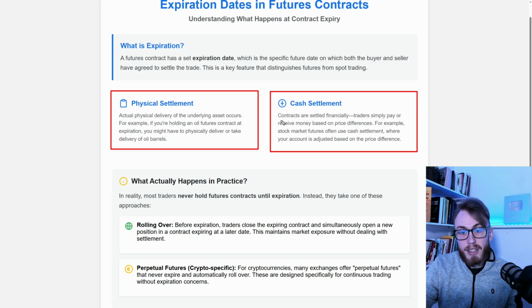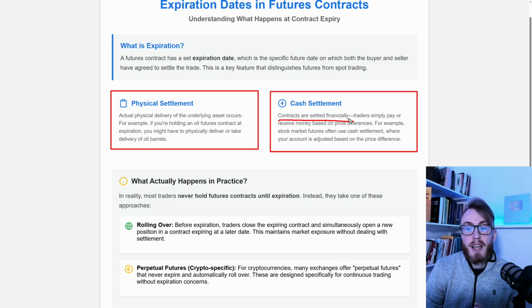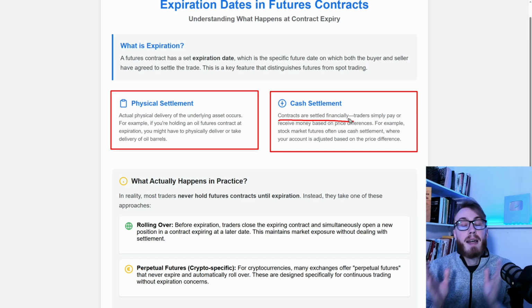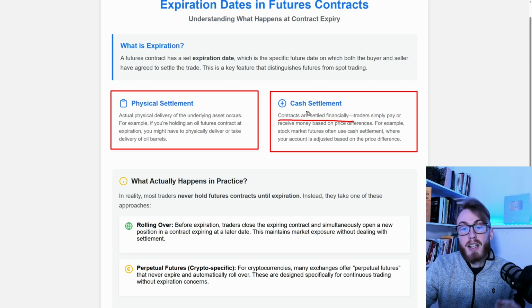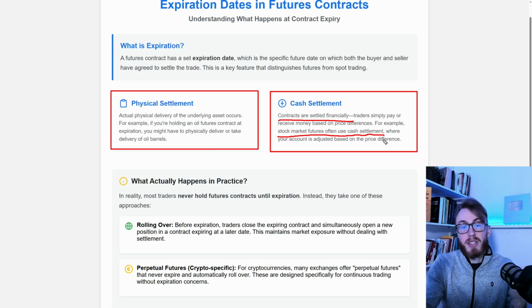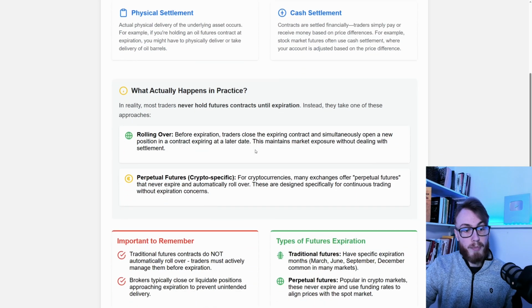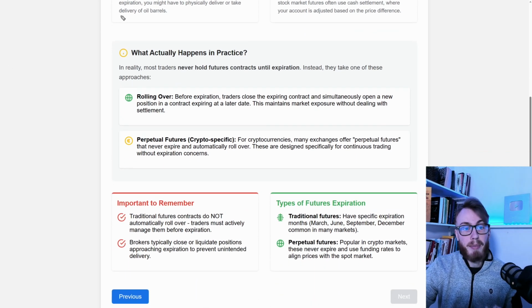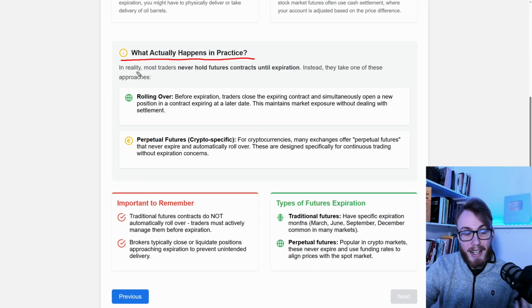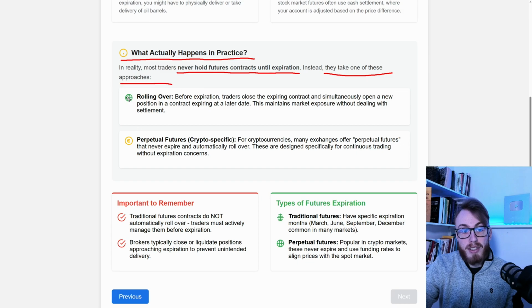And this means that contracts are settled only financially. So traders simply pay or receive money based on the price difference. So for example, if you are trading stock market futures, you often use cash settlement, where your account is just adjusted based on how the futures perform. So to dive a little bit deeper, what actually happens in practice? Well, in reality, most traders never hold a futures contract until expiration. Instead, they take one of these approaches.